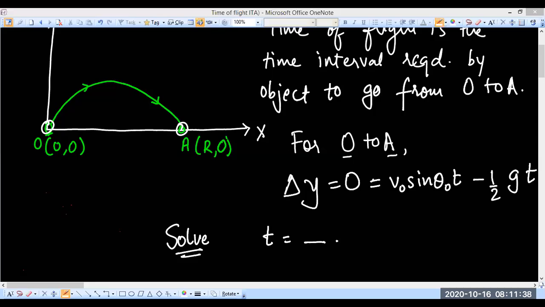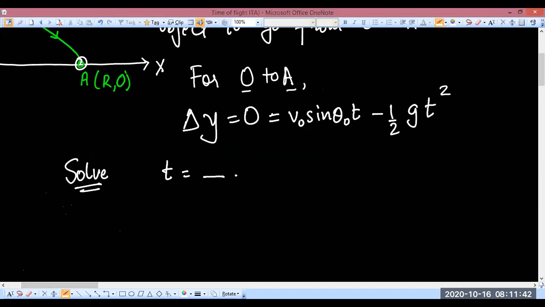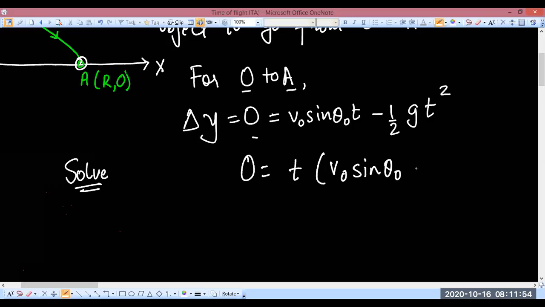Okay, let me solve it. So first of all, we have got this as 0, so we can actually take t common. Do you see, all of you, t is common? So this is the first step, right? This is the first step.